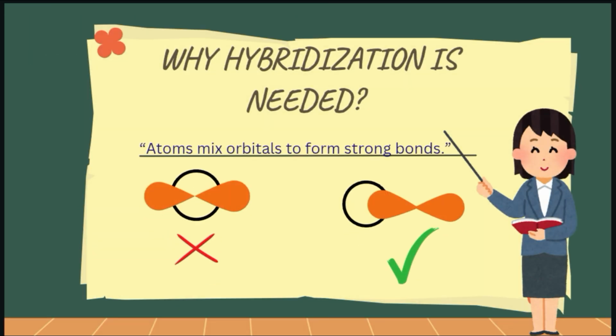Now here comes an important question. If atoms already have orbitals, then why do we need hybridization? The answer is simple. Sometimes normal orbitals cannot make strong and stable bonds. So atoms mix their orbitals to form new and stronger orbitals. This mixing process is called hybridization. Think of it like mixing colors to make a new color.